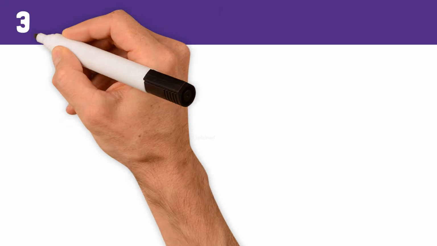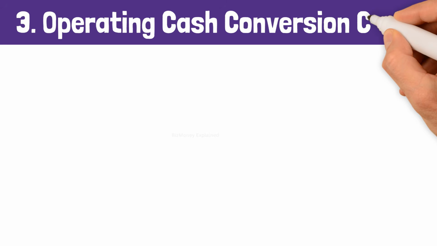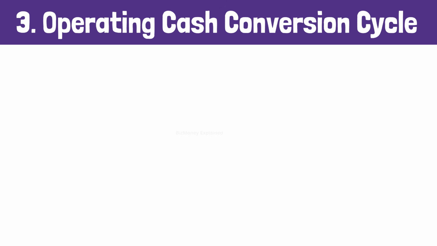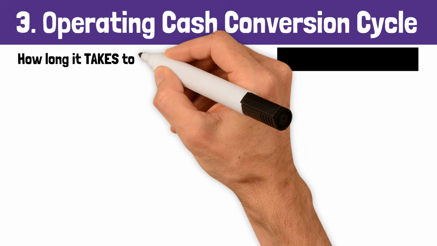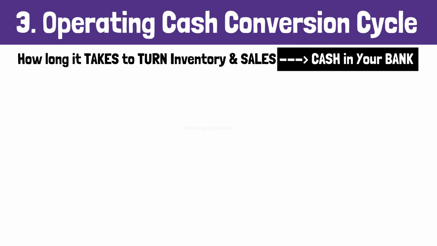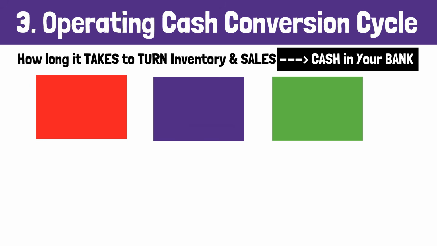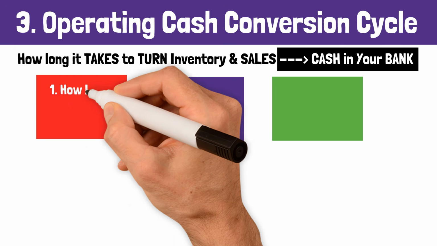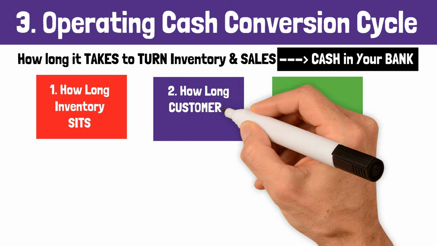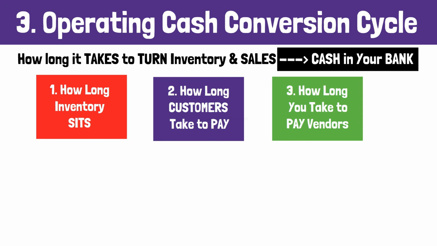Number 3. Operating cash conversion cycle. Operating cash conversion cycle measures how long it takes to turn inventory and sales into real cash in your bank. It includes 3 things: how long inventory sits, how long customers take to pay, and how long you take to pay vendors.